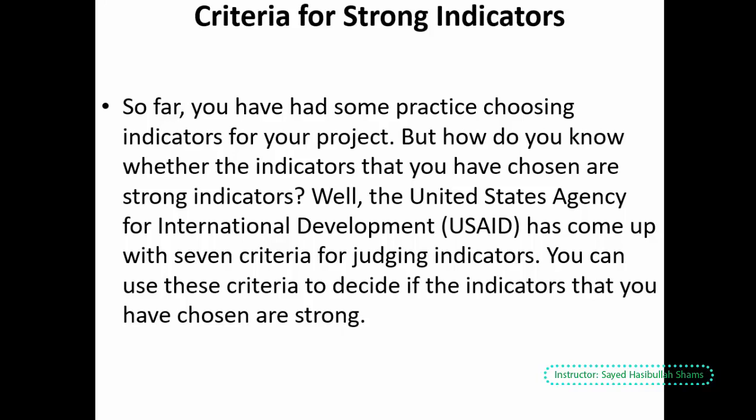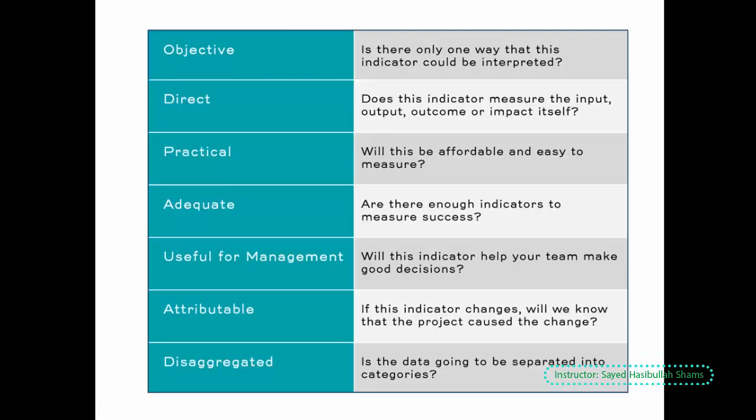So let me come to these criteria. These are 7 criteria for our project. Through these 7 criteria we judge our indicators. First one is objective. Objective means that there is only one way to interpret the indicator. So each indicator must have objectivity. If the indicator does not have objectivity, it means that this is not a strong indicator.